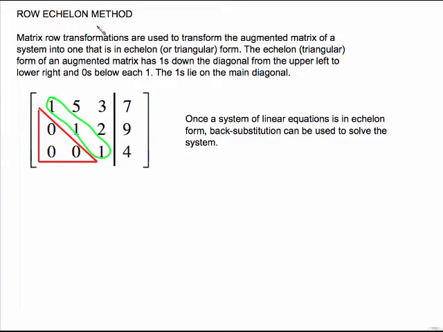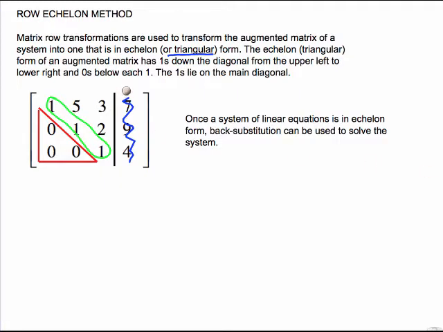There's something called row echelon method. Matrix transformations are used to transform the augmented matrix into one that is in what's called echelon form or triangular form. The echelon form of an augmented matrix has ones down the main diagonal. We're ignoring the constant column for right now. It has ones down the main diagonal from upper left to lower right, and zeros below in this little triangular format. That's why, besides being called echelon form, it is called triangular form.